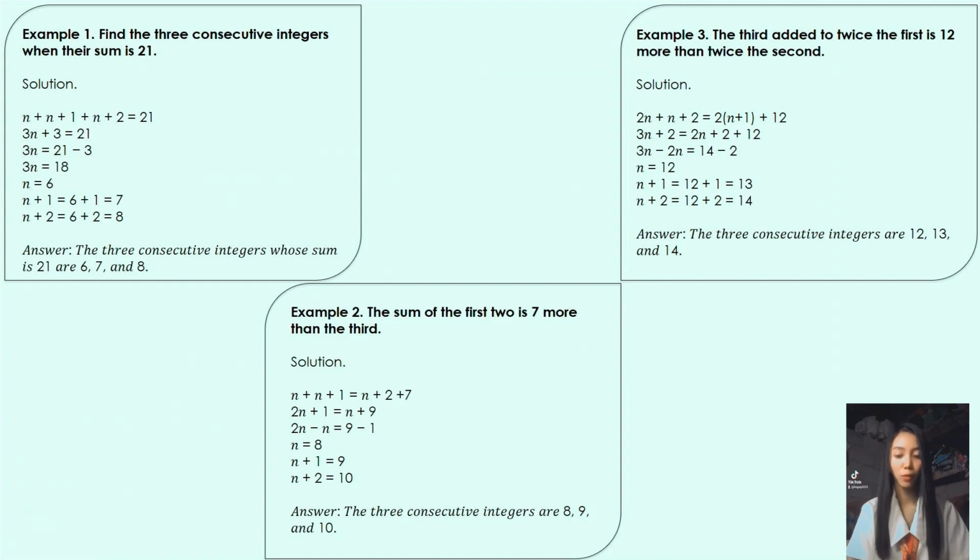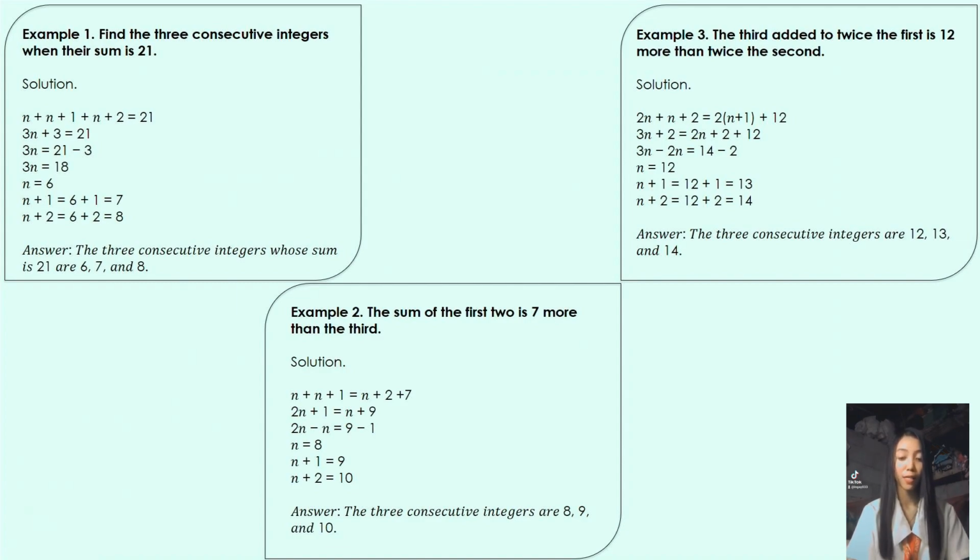Example 2. The sum of the first two is 7 more than the third. Solution. n plus n plus 1 equals n plus 2 plus 7. 2n plus 1 equals n plus 9. 2n minus n equals 9 minus 1. n equals 8, n plus 1 is equal to 9, n plus 2 equals 10. Answer, the three consecutive integers are 8, 9, and 10.